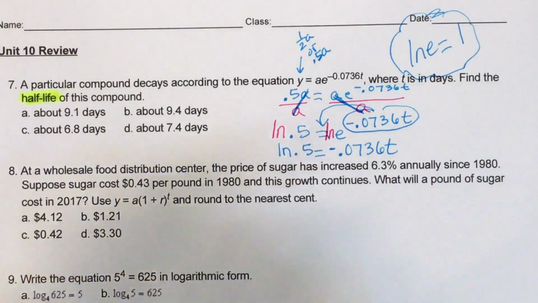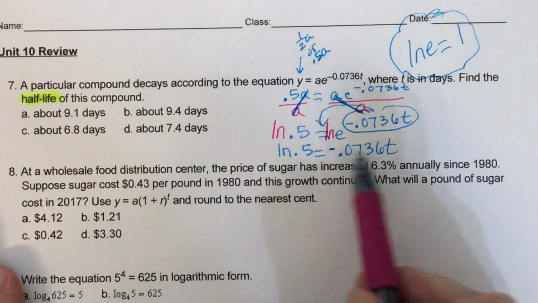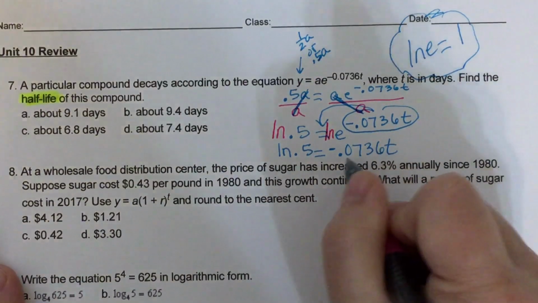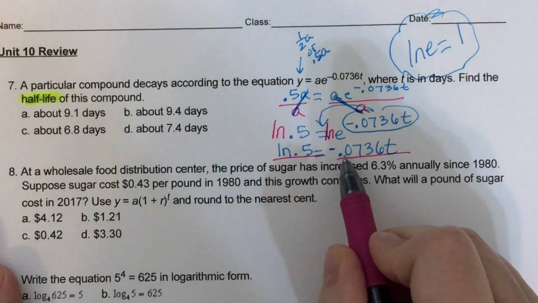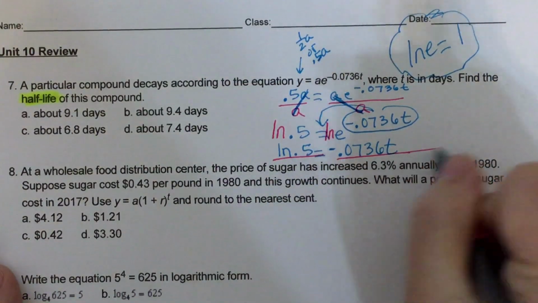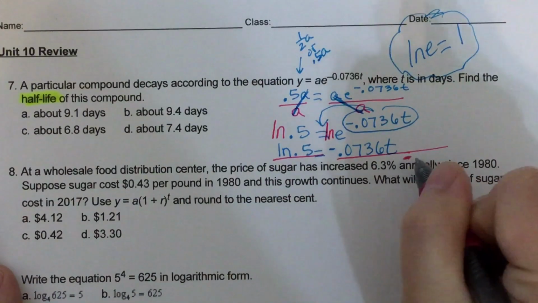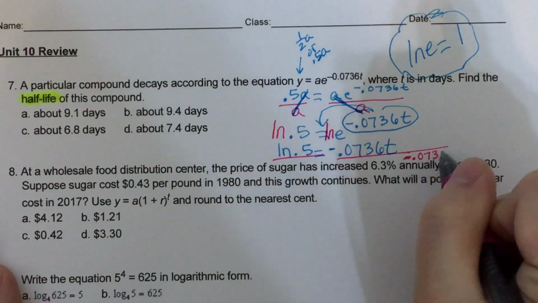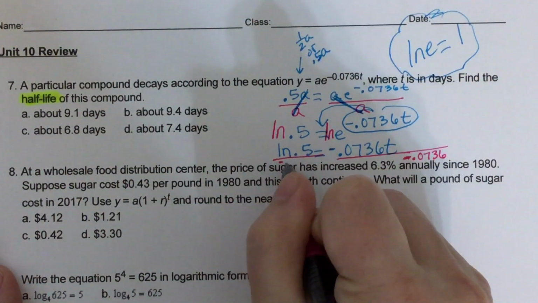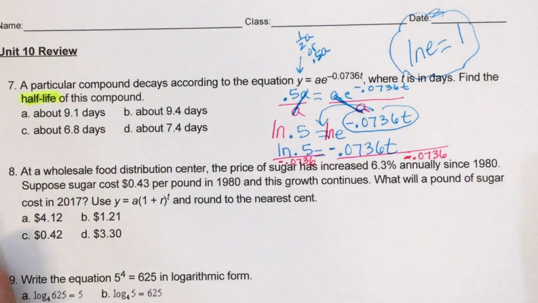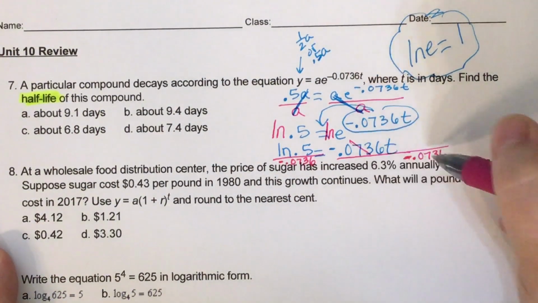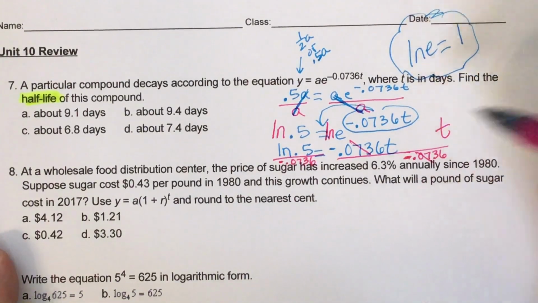To get T by itself, I need to get rid of these numbers, and since they're smushed together, I'm going to divide. So I divide both sides by this negative 0.0736. And then those would cancel out, leaving me just T.